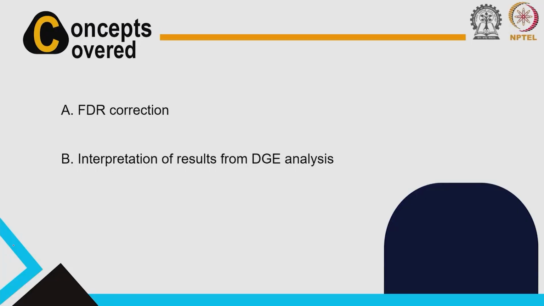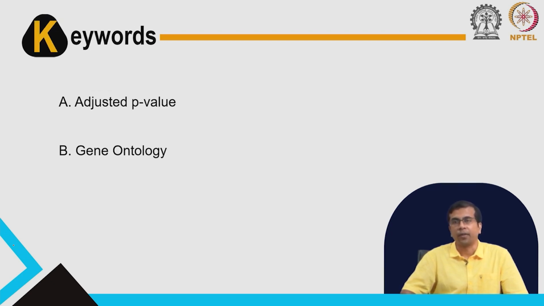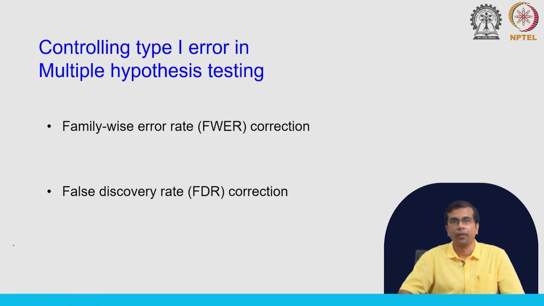First we will discuss the FDR correction method, and then we will talk about interpretation of results from DGE analysis. We generated this table from DGE analysis, and we will see how we actually proceed with that result. So, let us start with the FDR correction today. The first keyword that we will see is the adjusted p value, and you have come across this term before, and the second keyword we will see is gene ontology.